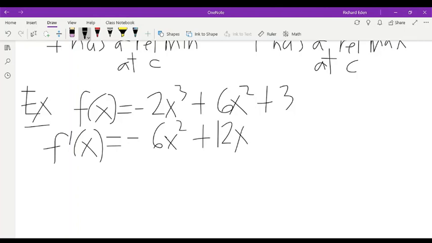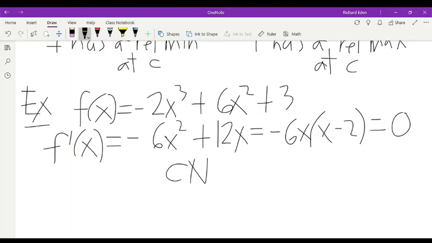There are no critical numbers for the second type because it can be evaluated everywhere. So now it's just a question of when this would be 0. Let's factor this into negative 6x times (x minus 2). This is 0 when x is 0 or 2. So you only have these two critical numbers and they're of the first type.